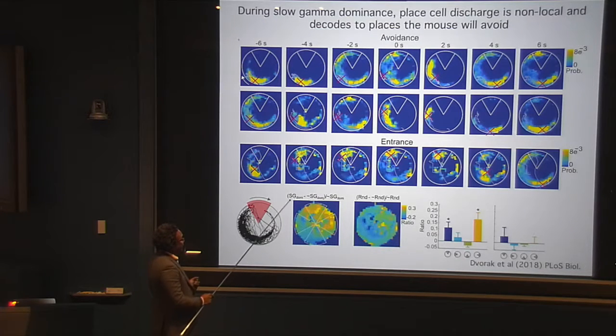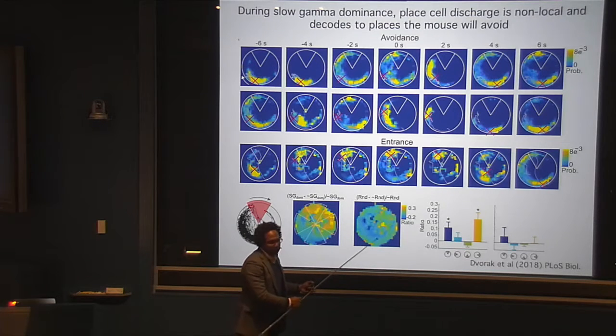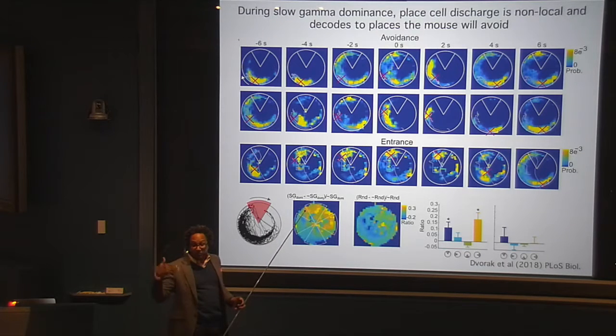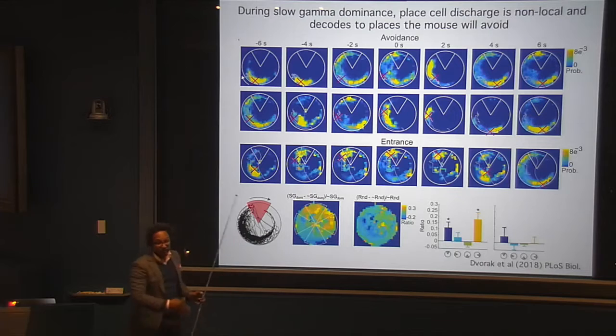But what we observe when slow gamma dominates is that no matter where the animal happens to be, he might be here, here, anywhere here, whenever that occurs, the probability map of what the hippocampus is representing is where he's not going to go. You can see this matches very nicely the region that he isn't going to go around the shock zone. And if we pick the same number of random times, this is the picture that you would get. So these slow gamma dominant moments seem to represent not where the animal is, and not randomly some other place, but in particular the place, if you will, that the animal must be recollecting about where it had been shocked, because it's not going to go there.